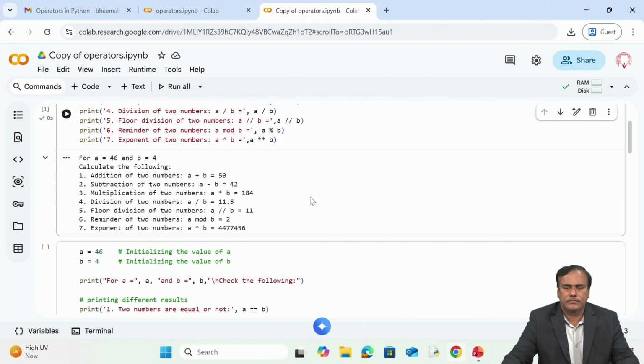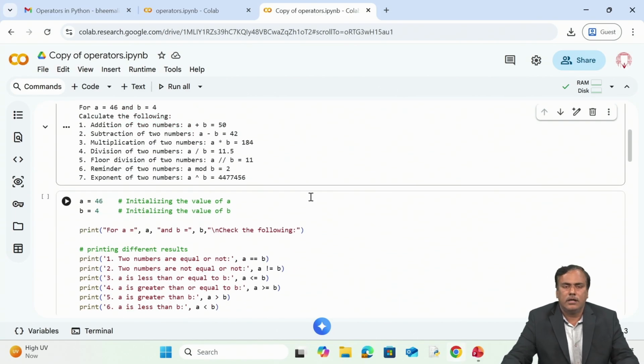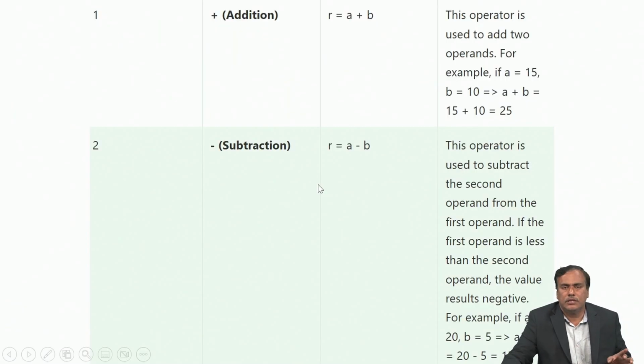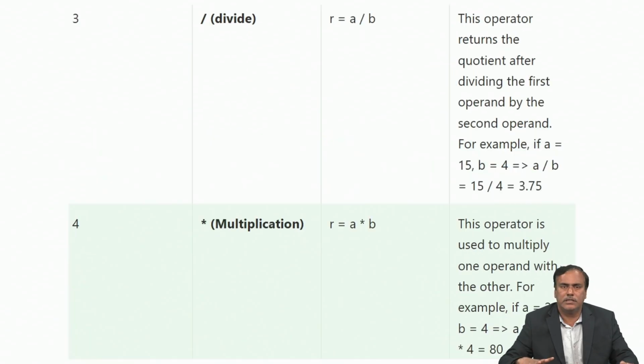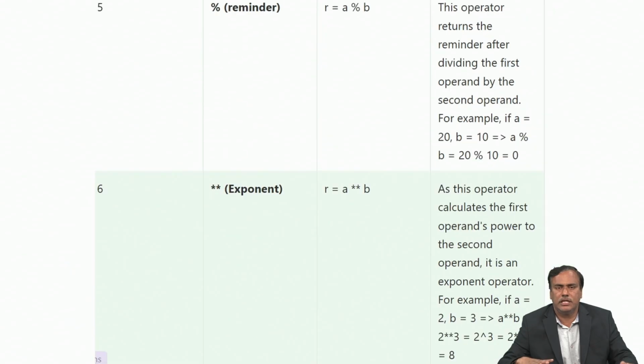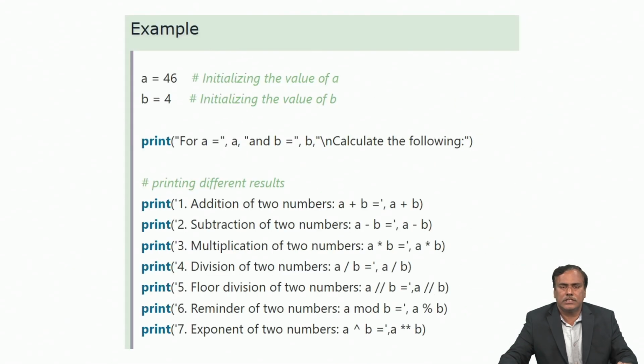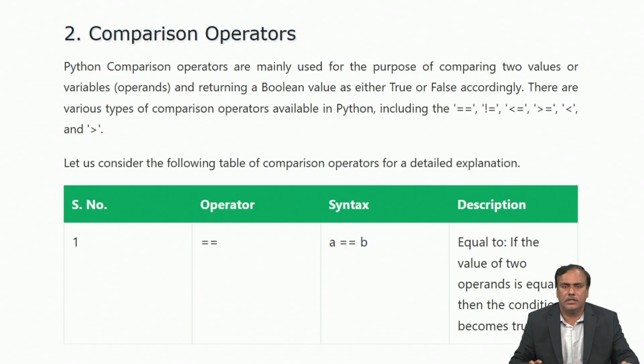Moving on. Next we discuss the other type of operators, namely comparison or relational operators. So we have discussed arithmetic operators: addition, subtraction, multiplication, division, and then remainder and exponent. Moving on. Now we are going to discuss the other type of operators, namely comparison operators. All this part we have seen.